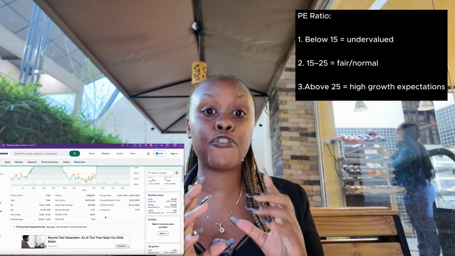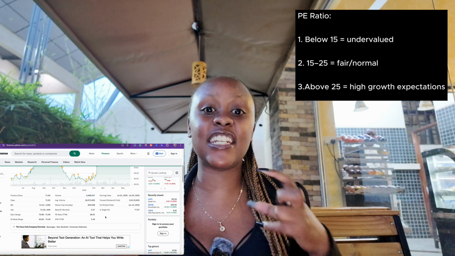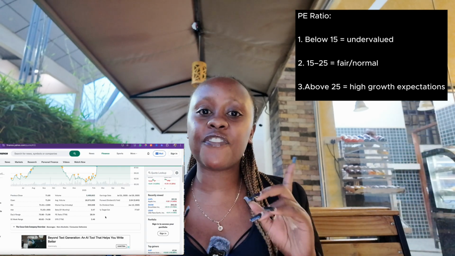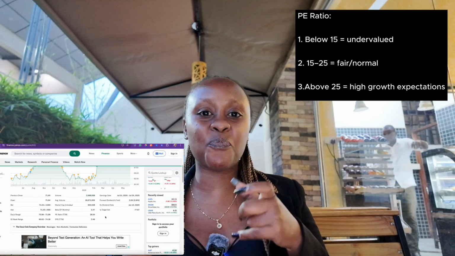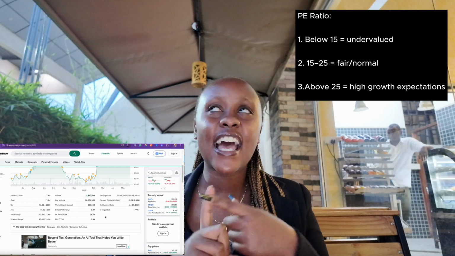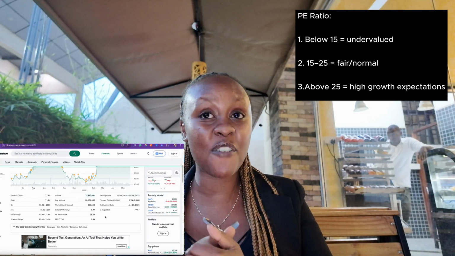As we can see, the PE ratio for Coca-Cola is 28.54. Here's a tip for PE ratios. Any company that has a PE ratio between 15 to 25 is essentially undervalued. However, if it is between 25 and above, it could be that investors have high expectation of the company.